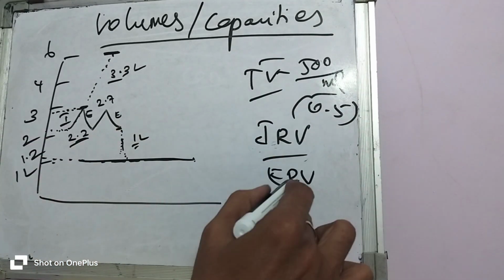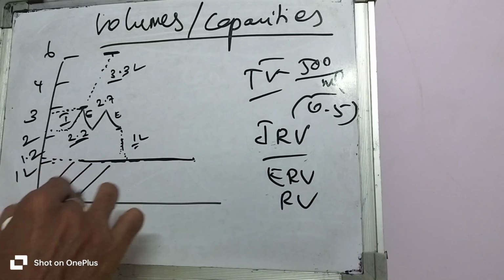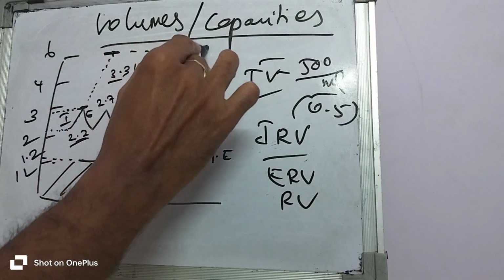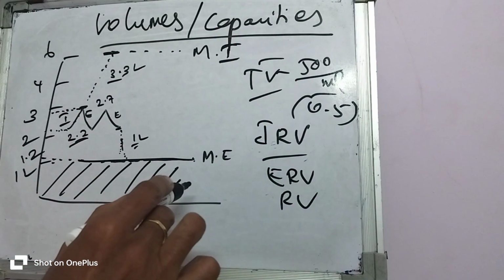And coming to residual volume, that is the volume of air remaining in the lung after maximum expiration. So this is maximum expiration, and this one is the maximum inspiration. So these are the 4 lung volumes.